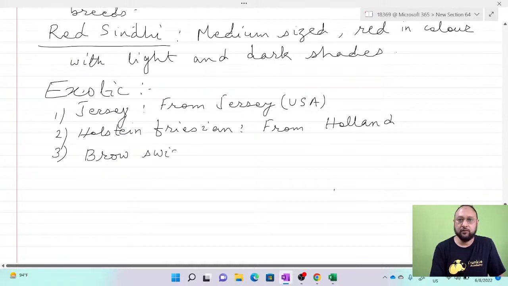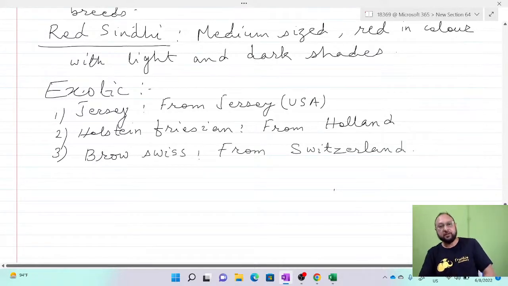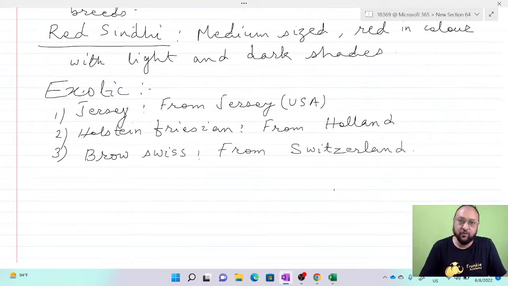Brown Swiss, a dual purpose breed from Switzerland. So there are three important exotic breeds: Jersey, Holstein Friesian, and Brown Swiss.